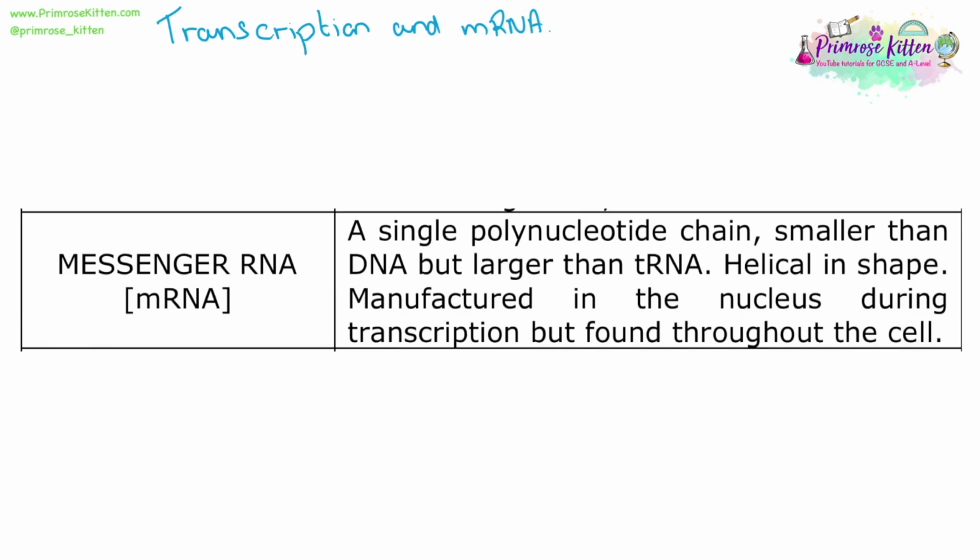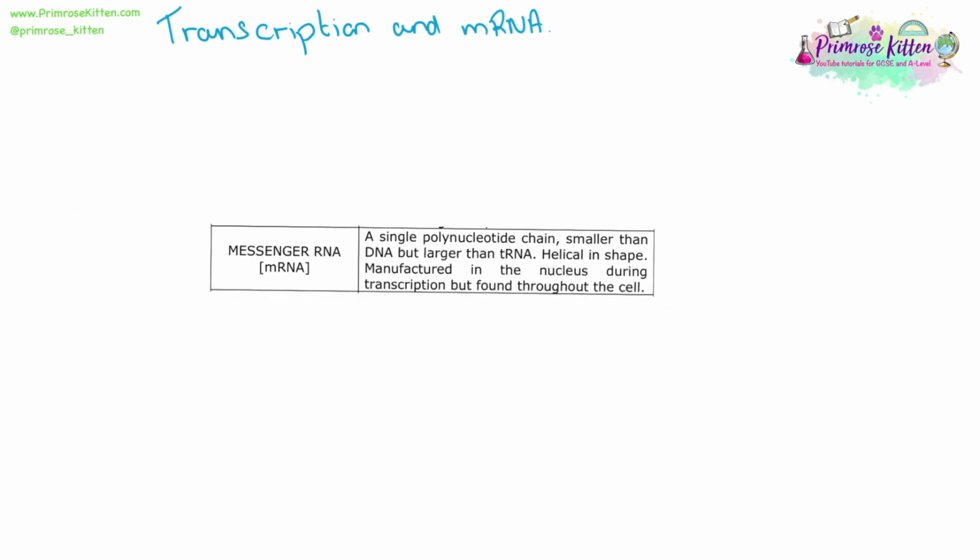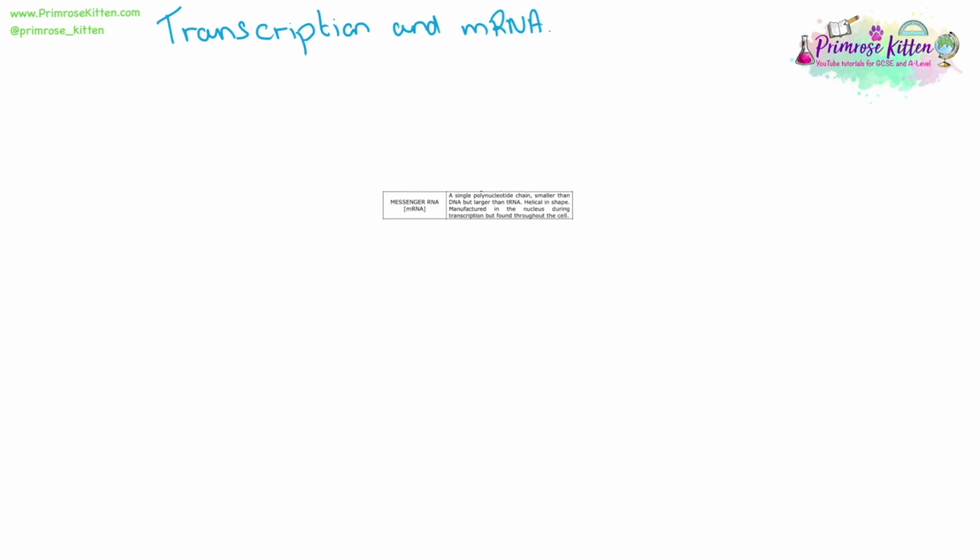This is a short slide on transcription mRNA. Please remember this is just a revision video, so if you want more details on the full process, then the teaching videos where this is gone into in a lot more detail is the place to go. Now, messenger RNA is a single polynucleotide chain, smaller than DNA but larger than tRNA, helical in shape and manufactured in the nucleus during transcription but found throughout the cell.